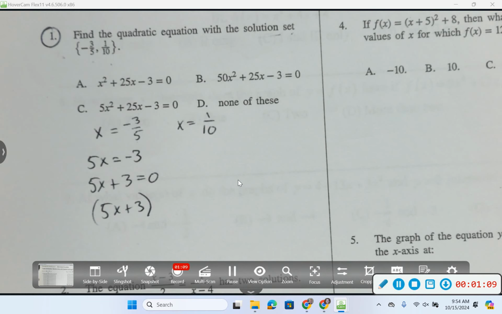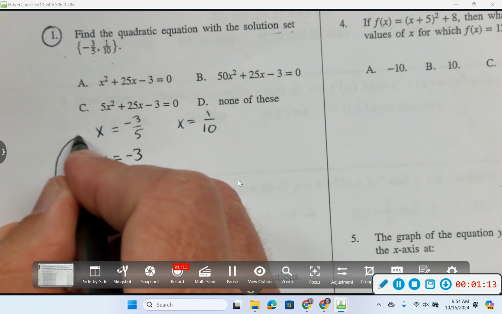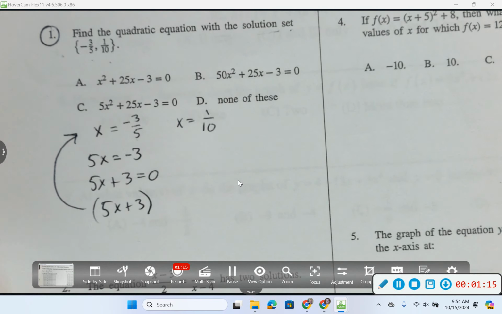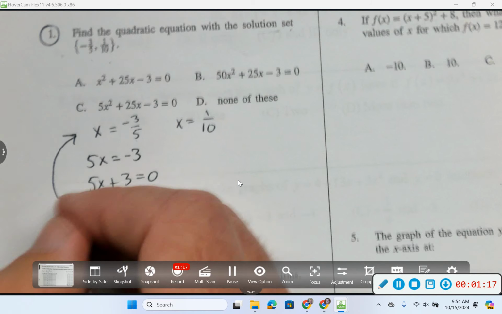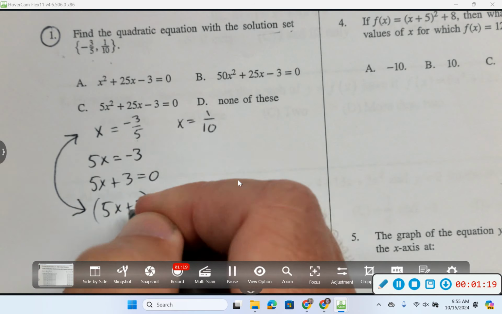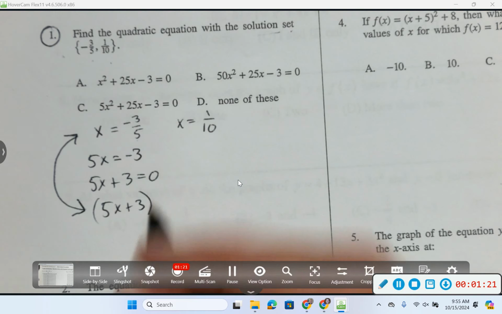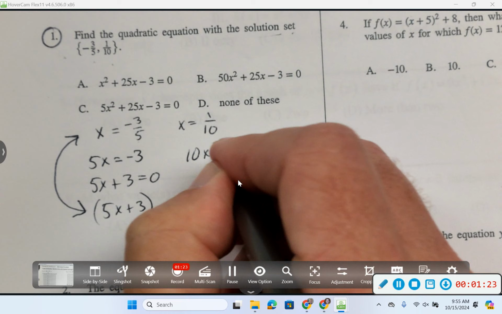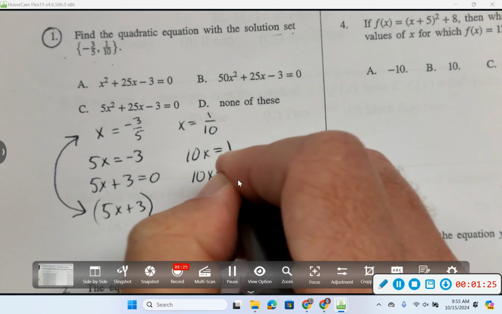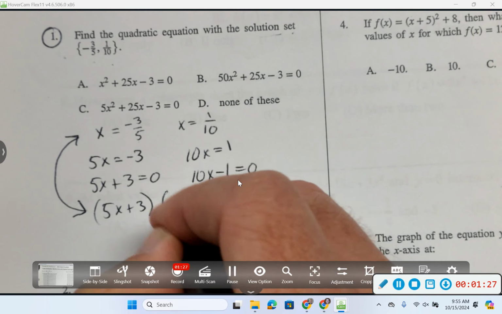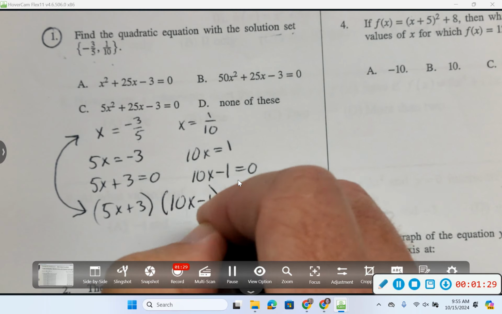Again, maybe you could go faster. I know you go fast when we're going this way, like you skip all the way to there because you're good. But maybe it's a little harder to skip from x equals to a factor. Maybe it's not, I don't know. 10x equals 1, so 10x minus 1 equals 0. So my other factor is 10x minus 1.